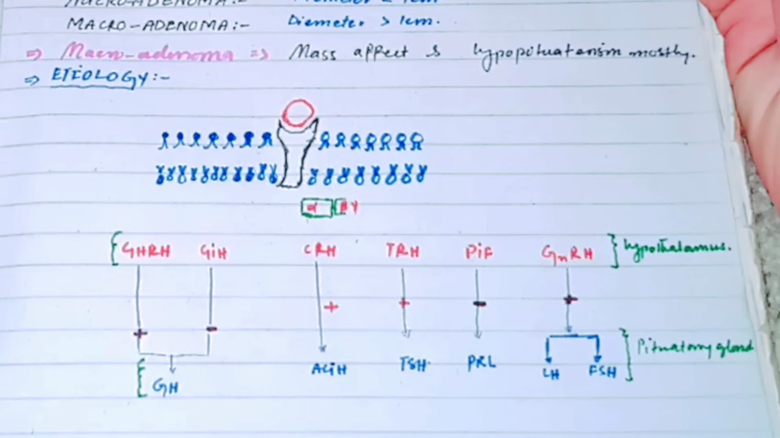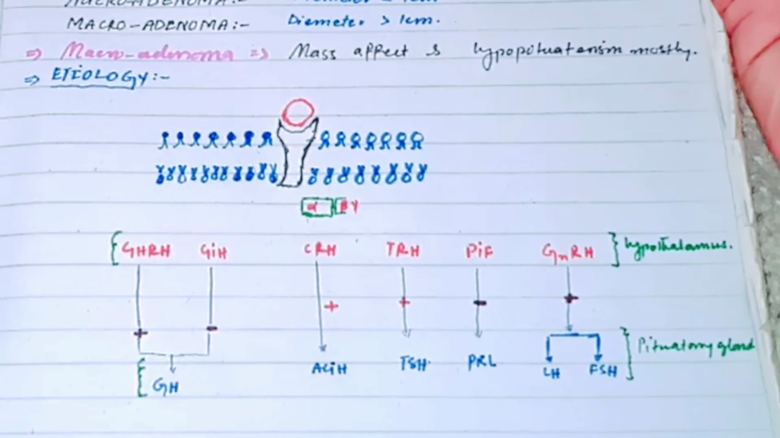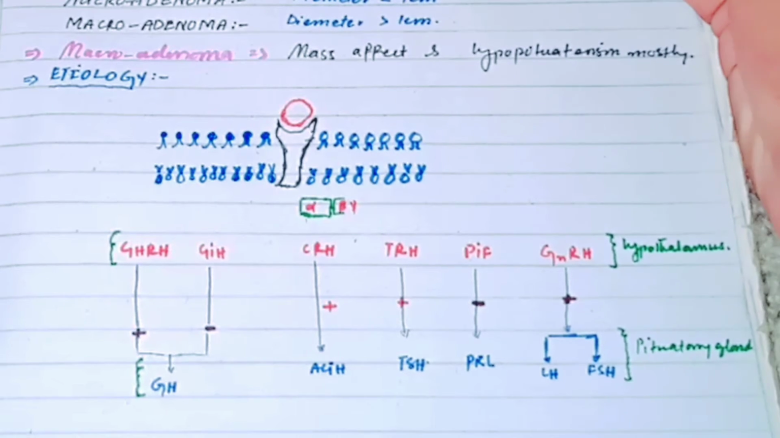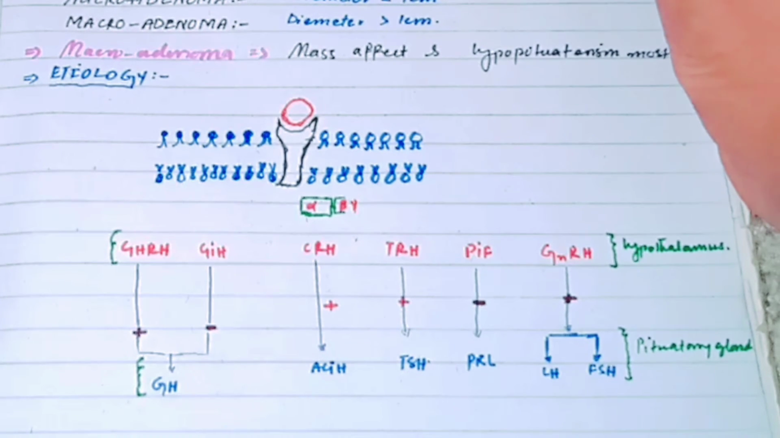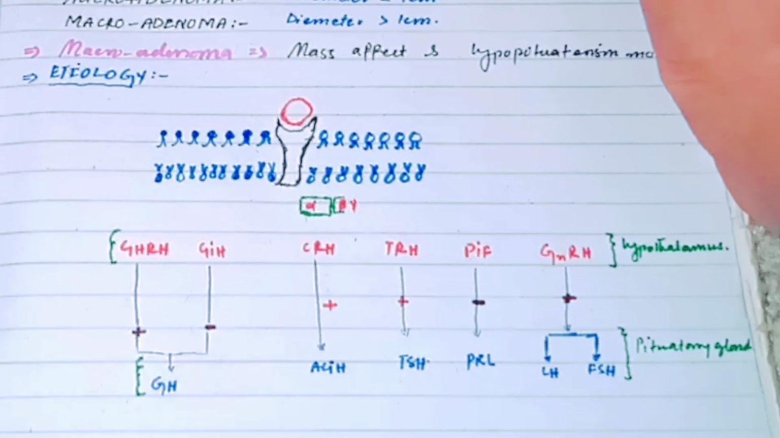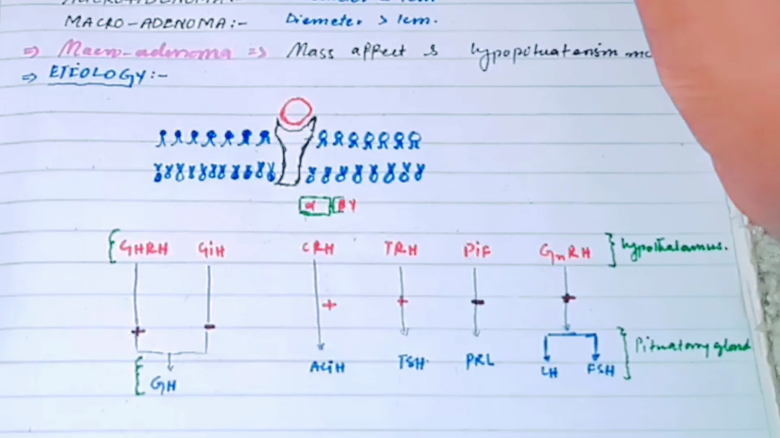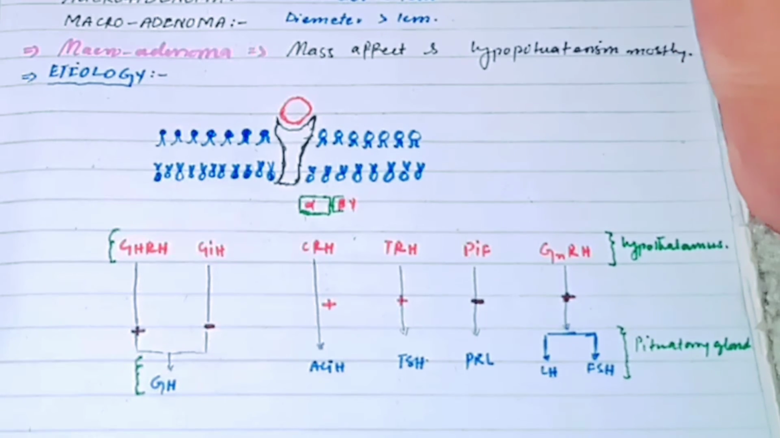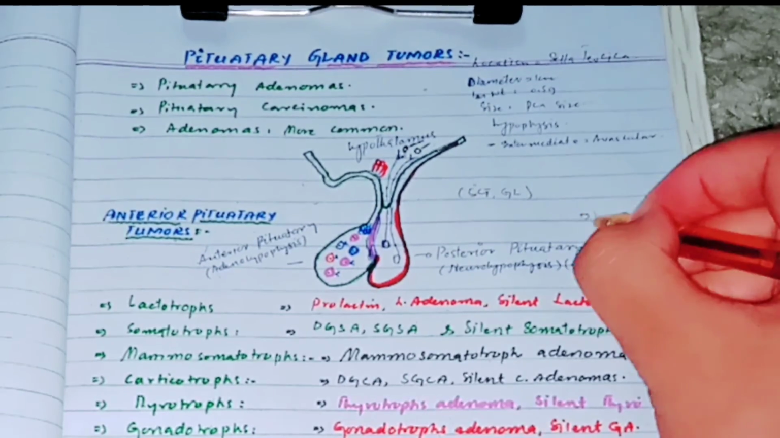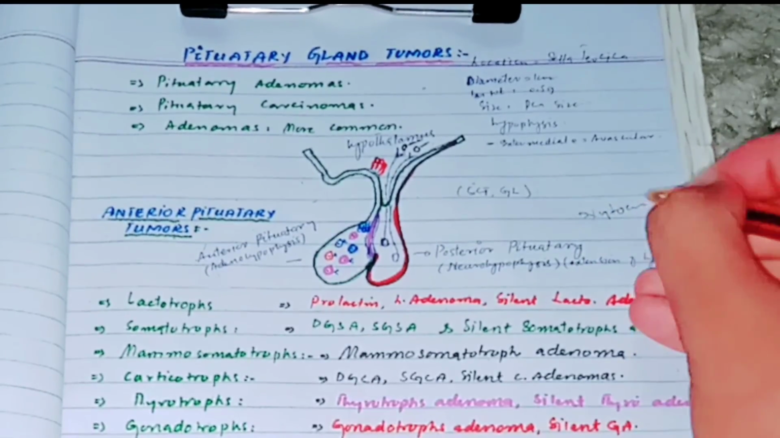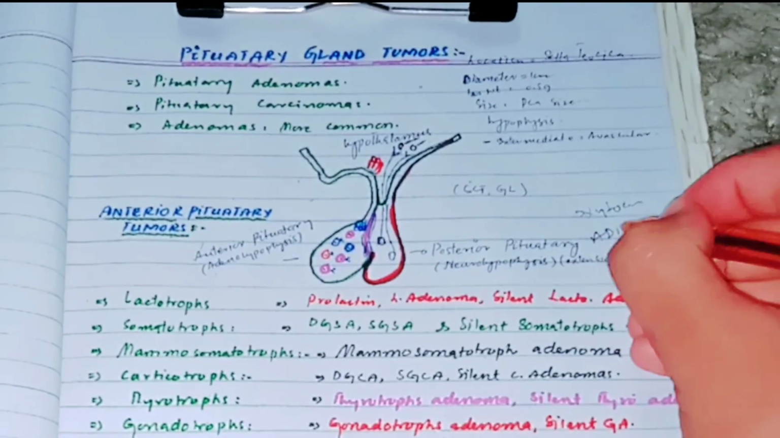And the posterior pituitary secretes just two types of hormone, but these hormones are produced within the cell bodies, within the nuclei of the hypothalamus, and then go into the posterior pituitary through the nerves, and these are then released. The first hormone is oxytocin, and the second is ADH.